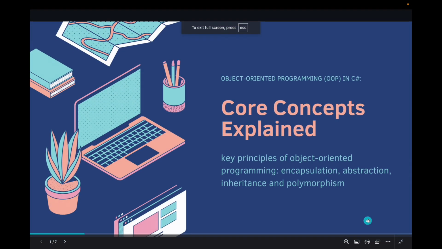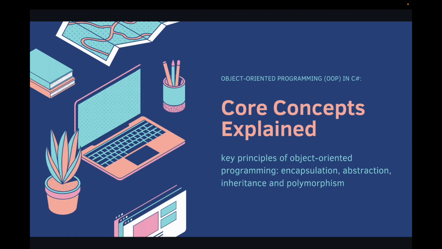Hi everyone, today we are going to break down the fundamental concepts of object-oriented programming, or OOP, in C#. These are some of the most important ideas in software development, so understanding them will not only improve your coding skills but also help you build better, cleaner and more efficient programs. We'll be covering 4 key principles: abstraction, encapsulation, inheritance, and polymorphism.